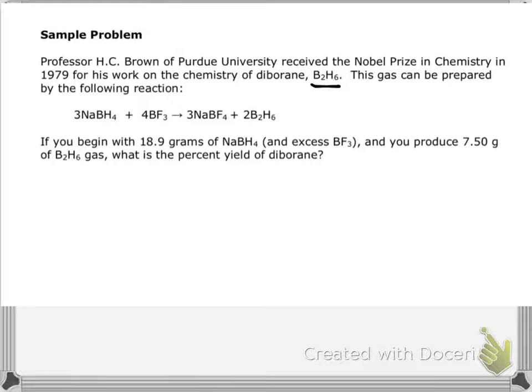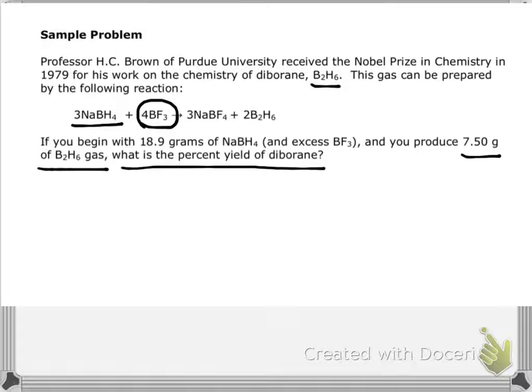And it's telling us that if we begin with 18.9 grams of NaBH4, so we have this reactant, we have plenty of this reactant, so I'm not going to worry about this being a limiting reactant problem because it's only giving me the mass of one of the reactants. And it's telling me that I actually could collect from the lab 7.50 grams. So I did my lab, I massed the amount of gas produced, and I was able to collect 7.50 grams. And then it's asking me to find the percent yield.